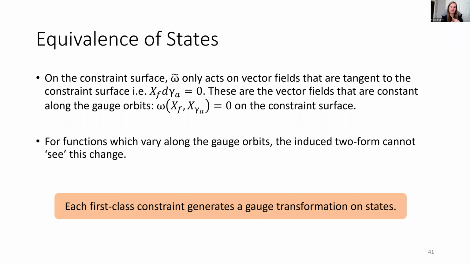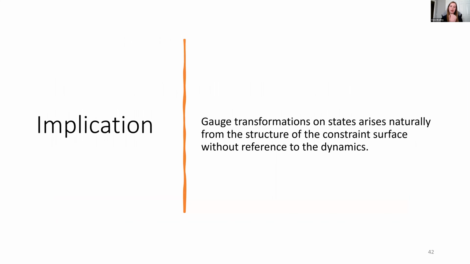And so on this basis, we can say that each first-class constraint generates a gauge transformation on states. What this implies is that the gauge transformations on states arise naturally from the structure of the constraint surface without any reference to the dynamics. And notice that this is different from the way in particular that Pons understands the gauge transformations on states as being a particular case of the gauge transformations on solutions.